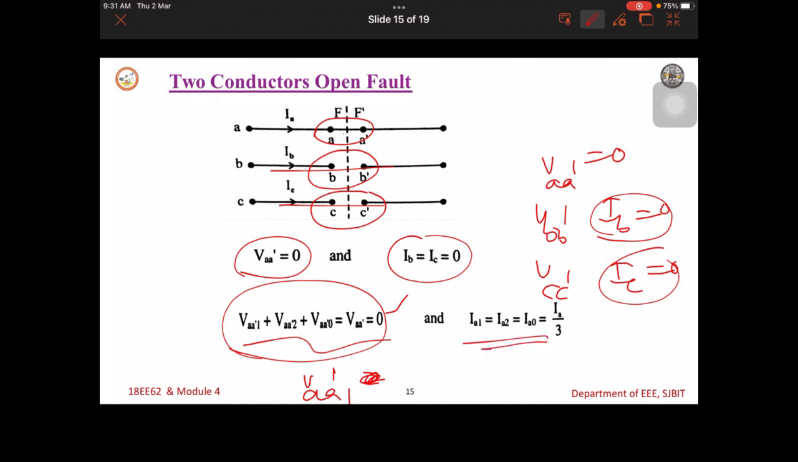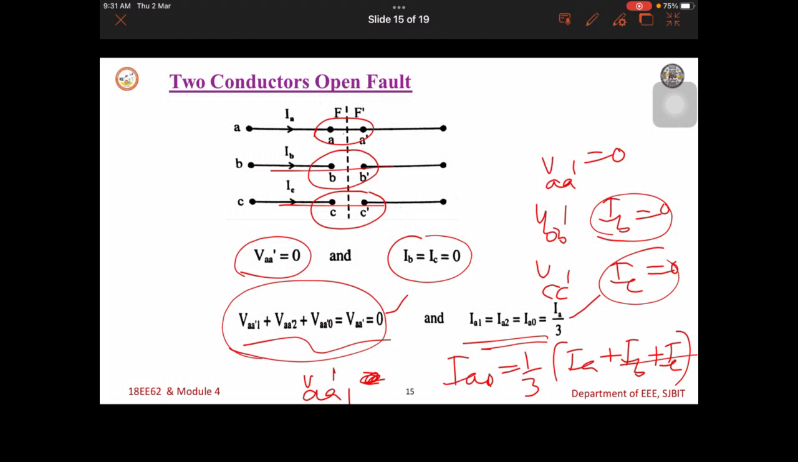Similarly, for the currents, IA0 is equal to IA1 is equal to IA2, that is equal to IA divided by 3. Why? Because here IA0 is nothing but 1/3 of IA plus IB plus IC. So if this is the case, then IB and IC are zeros, then IA0 will be IA/3. If you write the other two symmetrical component relations IA1 and IA2, that can also be written.